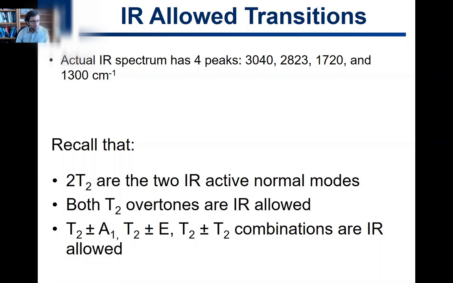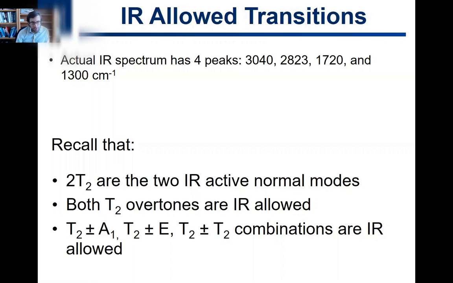And so at first you might say, well, this kind of makes sense because just like the Raman spectra, there's 4 peaks. So those are the 4 modes, right? Well, that would be a completely wrong line of thinking, because remember from our selection rules that only 2 of the 4 normal modes were IR active, okay? And those were the T2 modes, the 2 T2 modes. There's 2 of them. And so the other 2 peaks in this spectrum must be coming from something else.